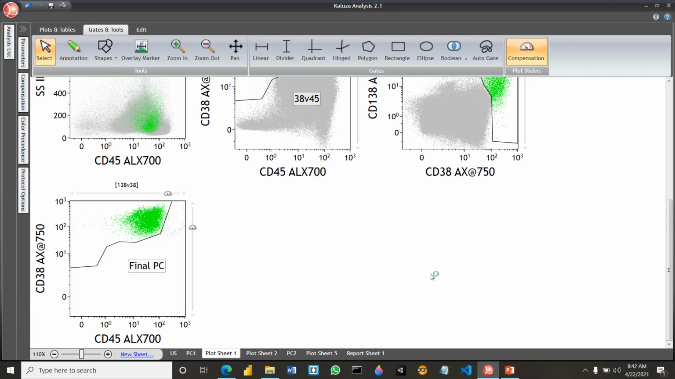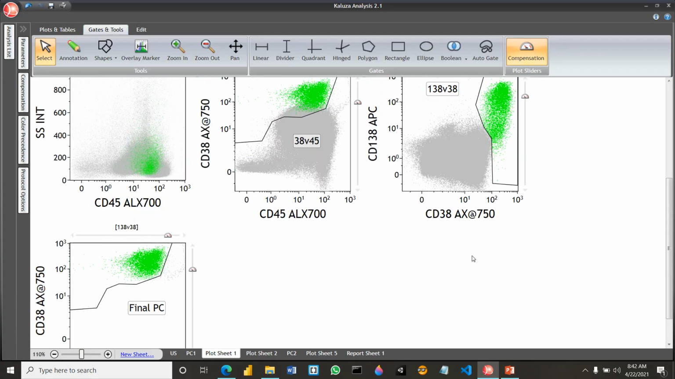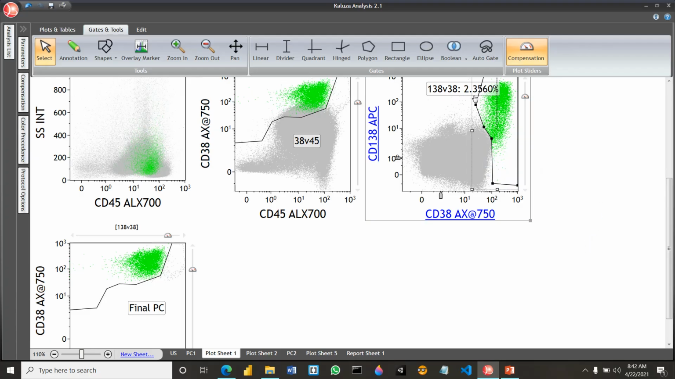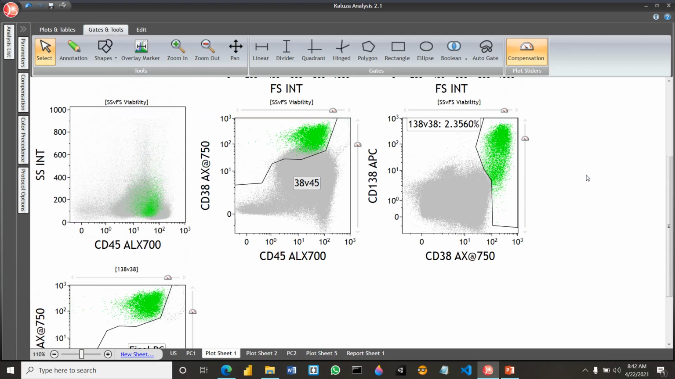Right, so we have this final plasma cell gate, and if you want to look at the percentage of these plasma cells, we can look at here also, because these are pretty much represented, or you can look at the number of events divided by the total events. So just to save time, I can show you here, these are approximately 2.35% of plasma cells we have in this sample.